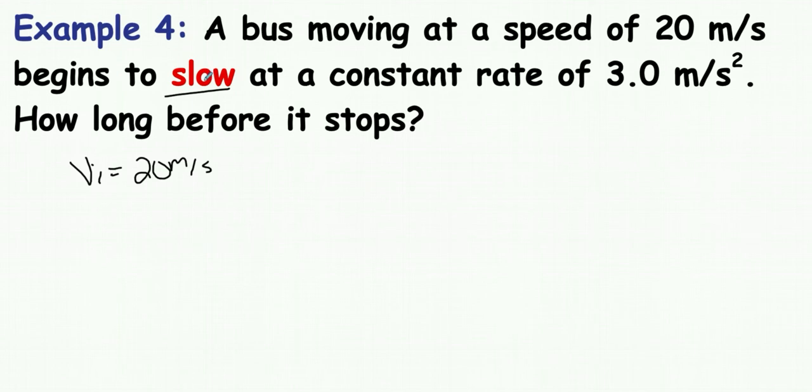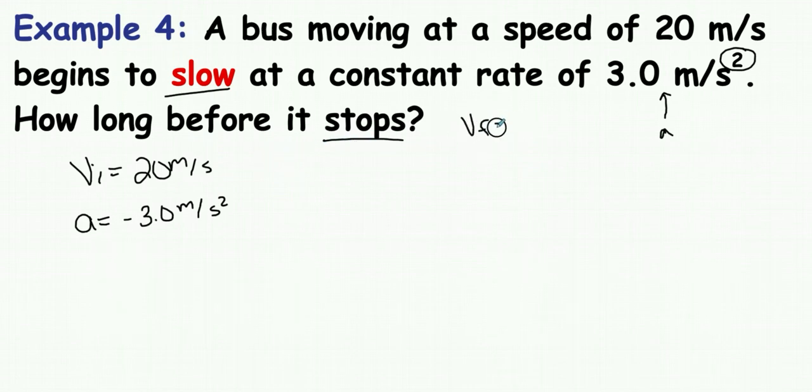Okay, slow at a constant rate of 3.0 meters per second squared. So this per second squared is going to tip me off that this is an acceleration. Okay, and since it's slowing down, that means this needs to be negative. Okay, so we have an acceleration or a deceleration here of negative 3.0 meters per second squared. Okay, so the last part, how long before it stops? So here's another key word for these kind of problems. If it stops, what is the final velocity? Okay, well we know that if something stops, that it's not moving. So final velocity is going to be 0 meters per second.